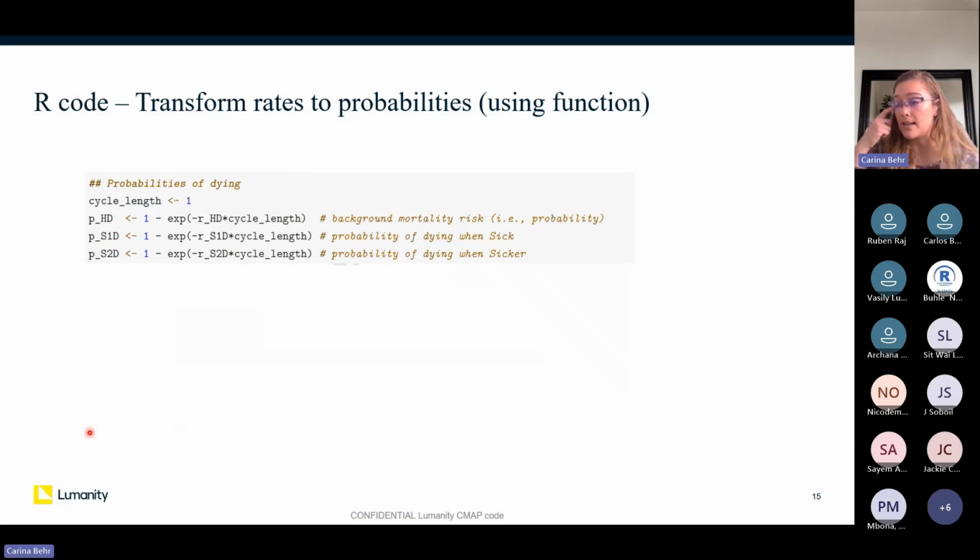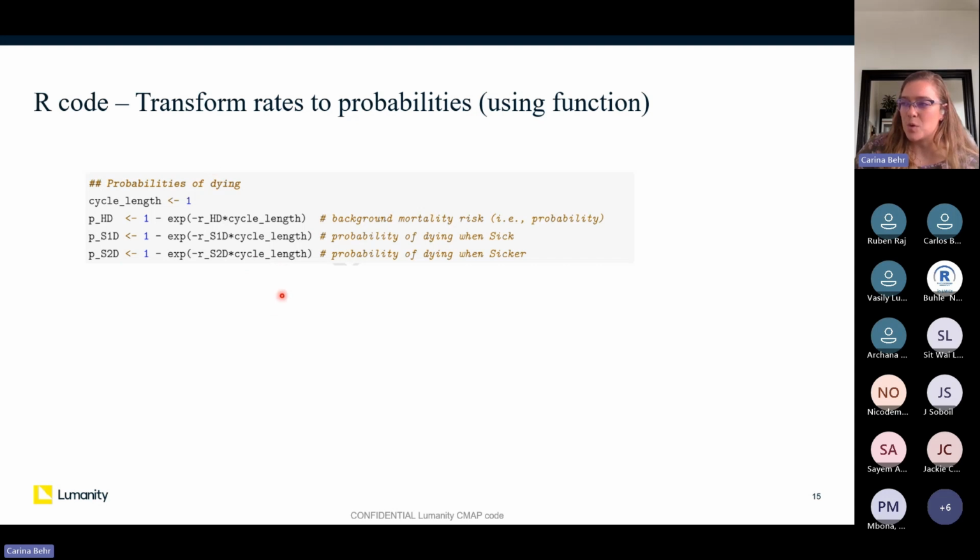If we look at the probabilities, you can calculate, for example, the probability of moving from healthy to death based on a rate of moving from healthy to death. So you are transforming the rates into probabilities using this formula, which I hope you are also familiar with.